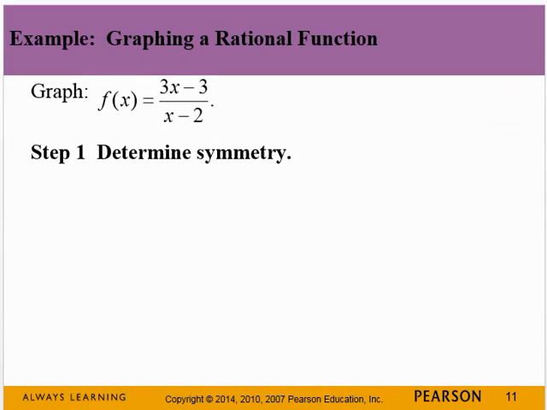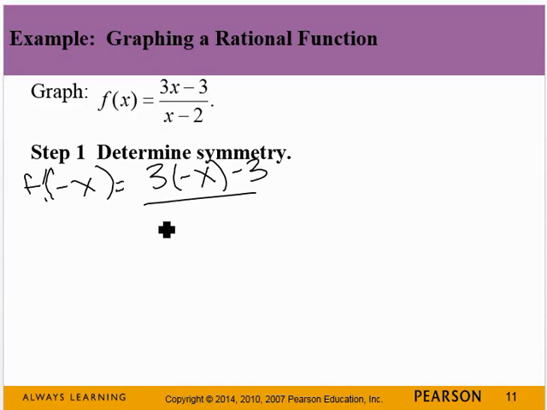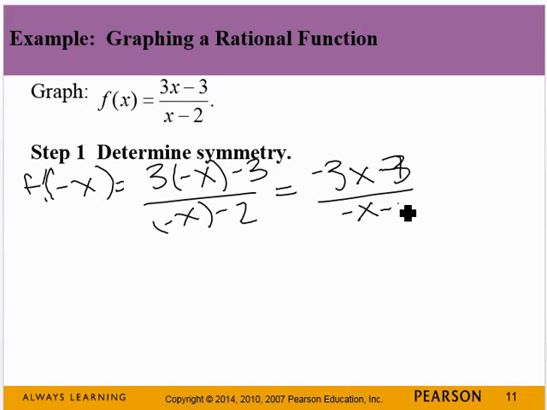So, step 1 says to determine symmetry. So we're going to do f of negative x equals 3 times negative x minus 3, over negative x minus 2. Negative 3x minus 3 over negative x minus 2. So not everything switched, so you have f of negative x does not equal negative f of x.